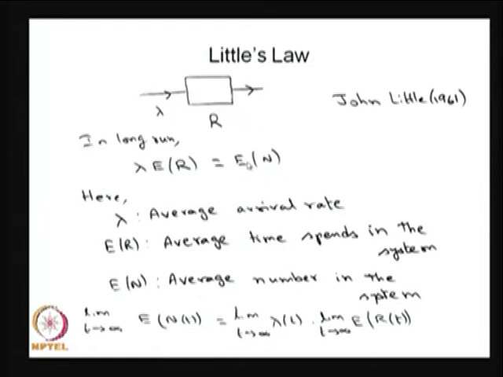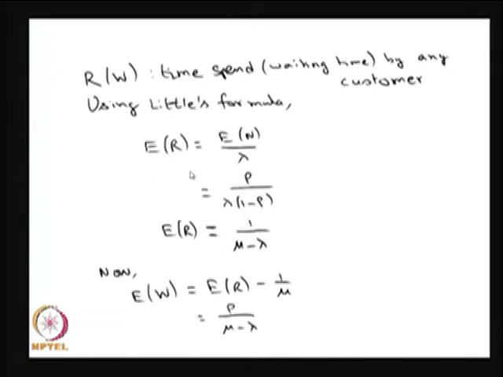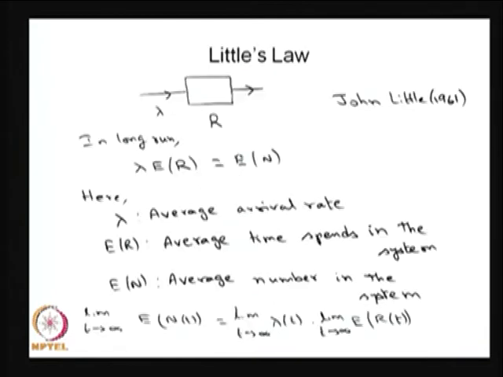Now, using this Little's law, I am going to find out the measures for the M/M/1 queue model. So, suppose R denotes the time spent in the system by the customer, and W denotes the waiting time of any customer in the system. Then I can use Little's law from the previous one. So, if I know the mean arrival rate, and if I know the mean number of customers in the system in the longer run, using these I can find out the average time spent in the system. Using Little's law, if I know the average number of customers in the system in the longer run, and if I know the arrival rate, then I can find out the average time spent in the system in the longer run.